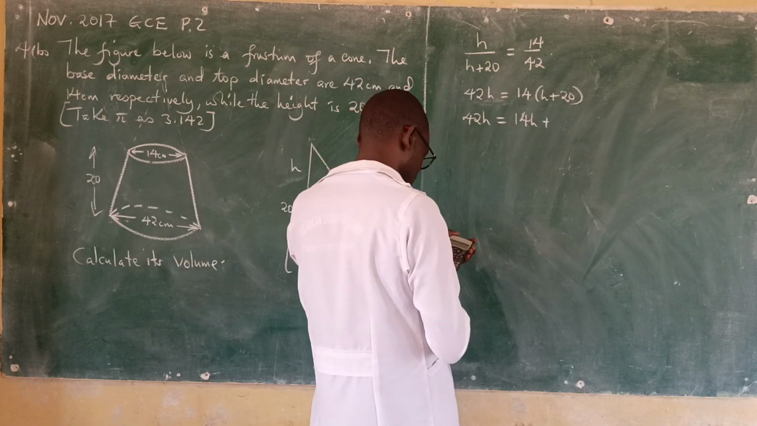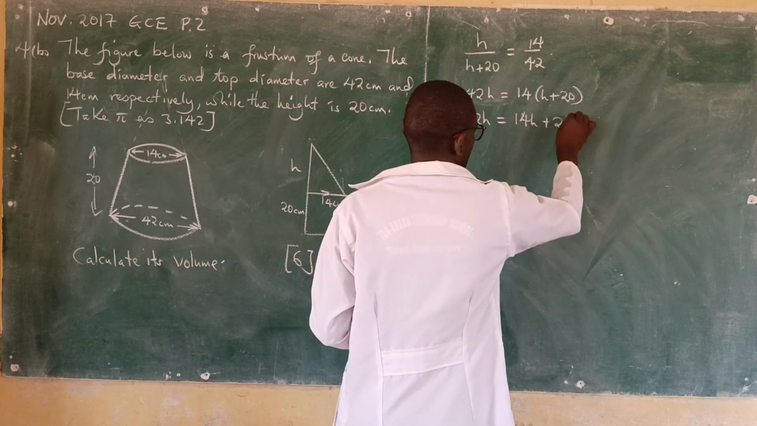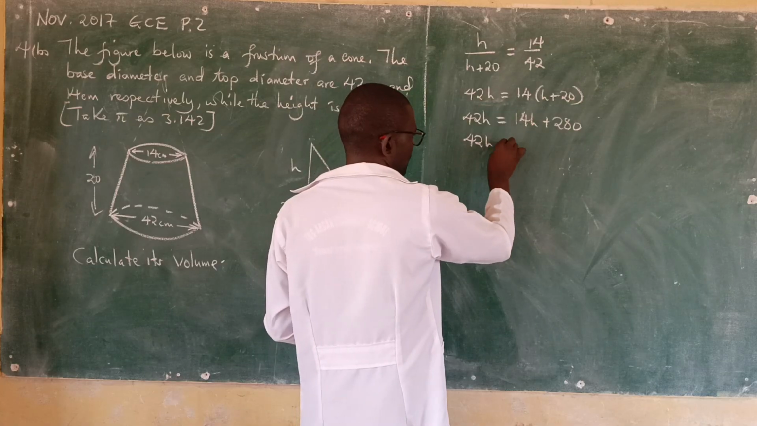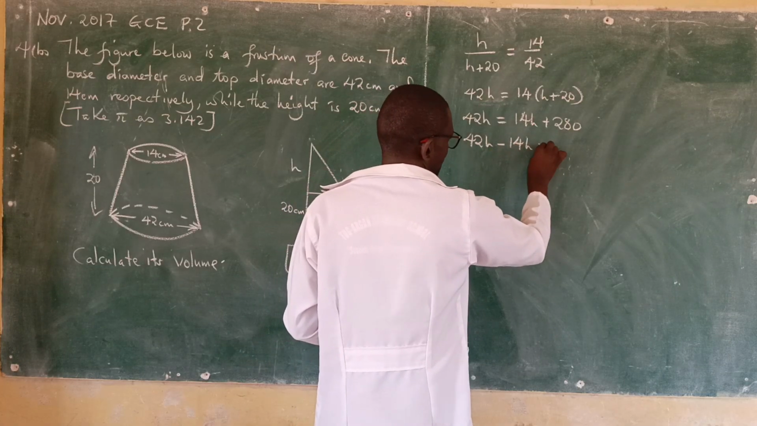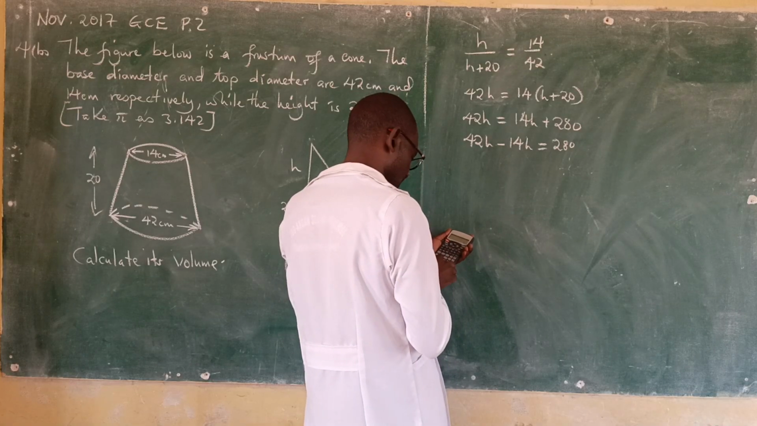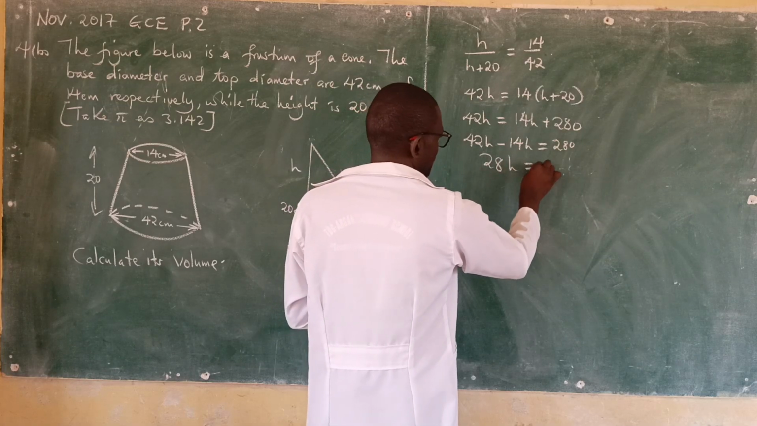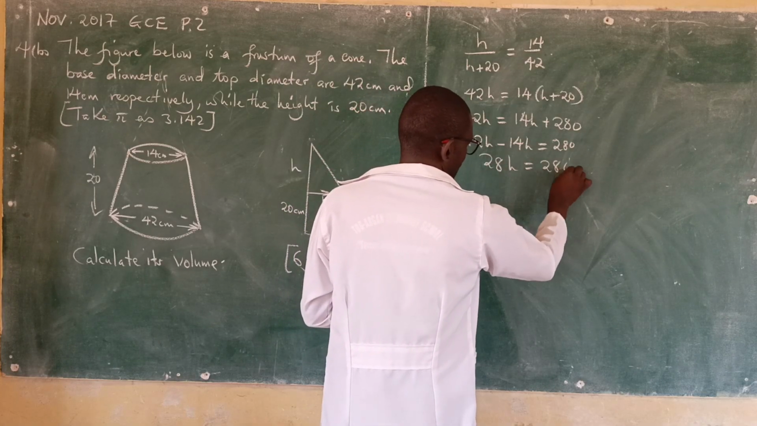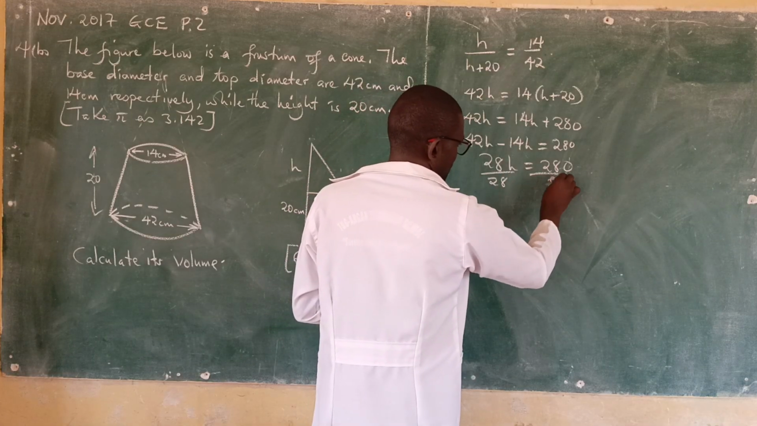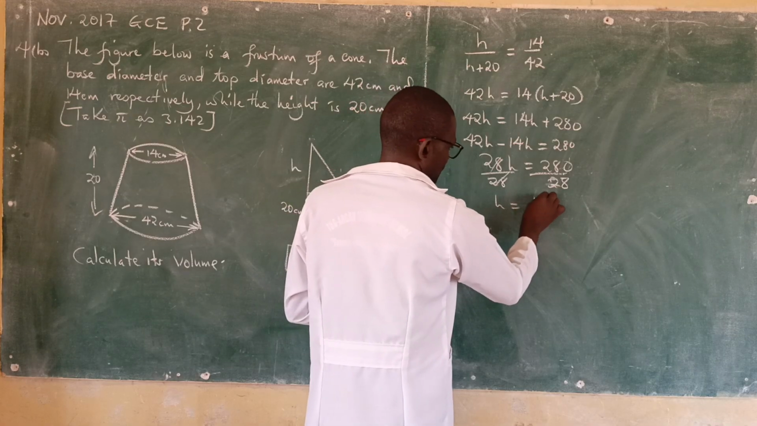so we have 42h equals 14h plus 14 times 20, that gives us 280. So we have 42h, this one here will be negative, minus 14h equals 280, and then 42 minus 14 gives us 28h, which is simply equal to 280. If we divide by 28 over 28, h is simply equal to 10.